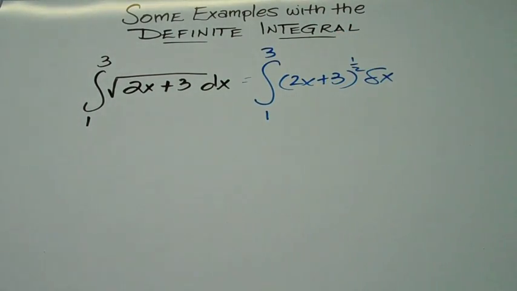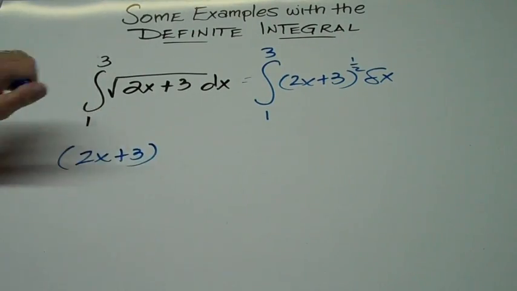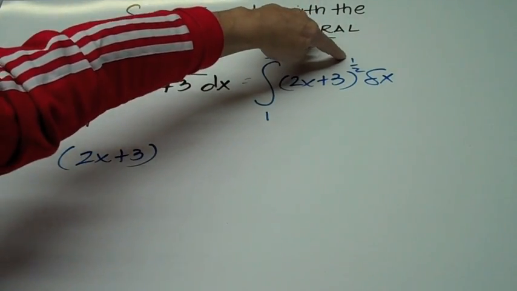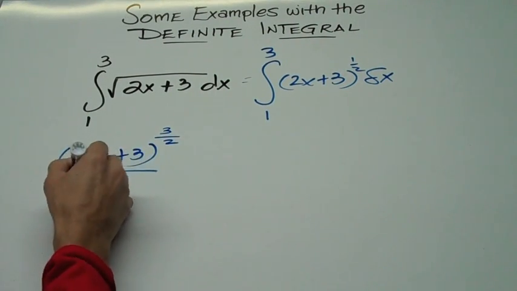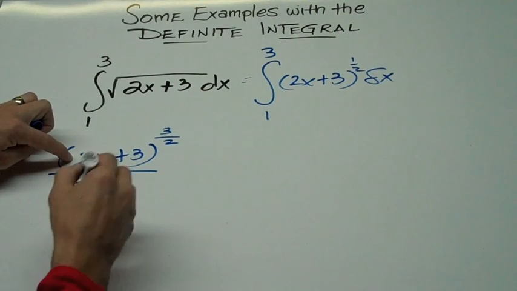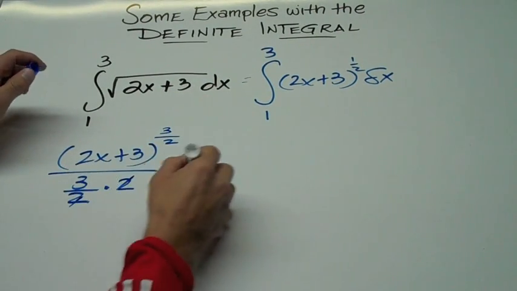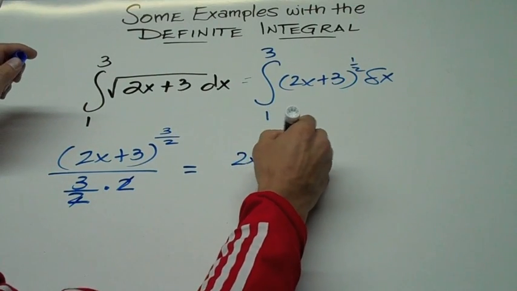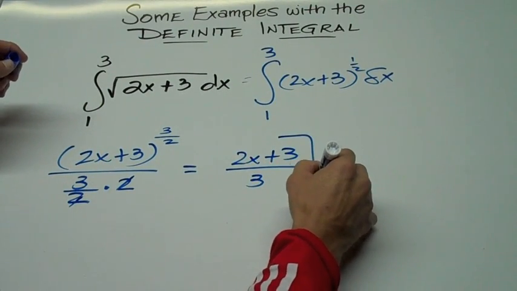Now I see this is like an integral of (ax plus b) to the n. Well, I just have to apply my rule for that. I know that'll be (2x plus 3) to the 1/2 plus 1, which is 2 over 2, which will give us 3 over 2, divided by 3 over 2 times the coefficient of x, which is a, in this case 2, and I'm going to evaluate that all. The 2's will cancel. I get (2x plus 3) to the 3 over 2 power, divided by 3.